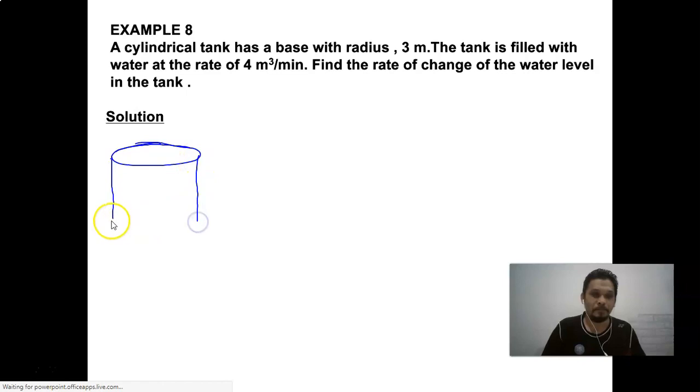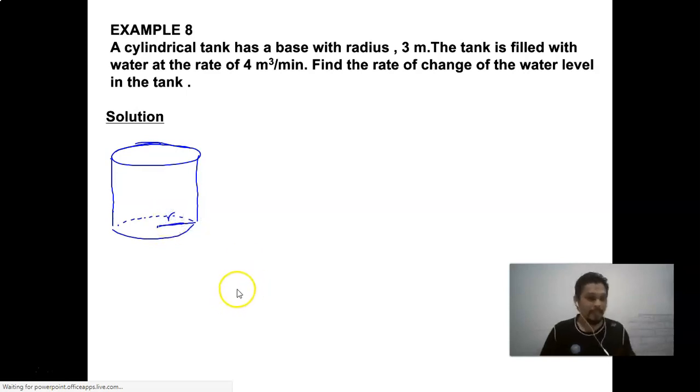Okay. Cylindrical tank. Then of course we're talking about the center of the circle here. Then there is a radius. And then with the height, so dV. A cylindrical tank has a base with a radius of 3. So then R equal to 3.